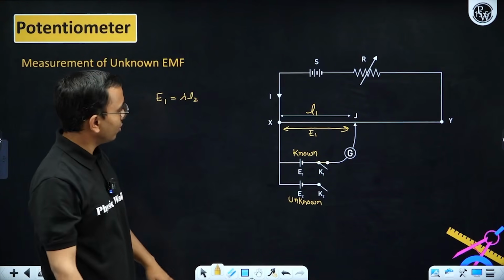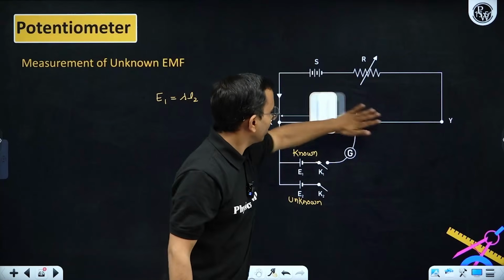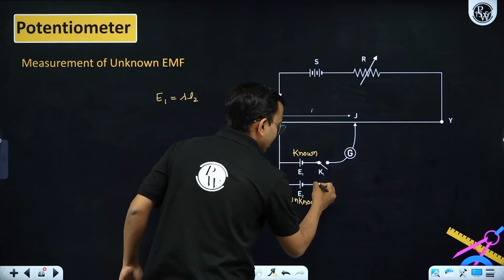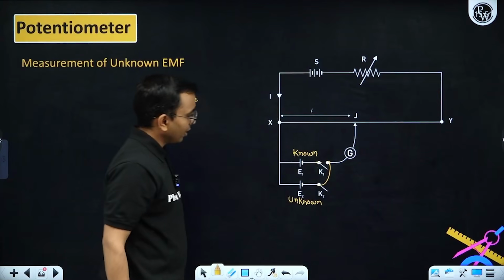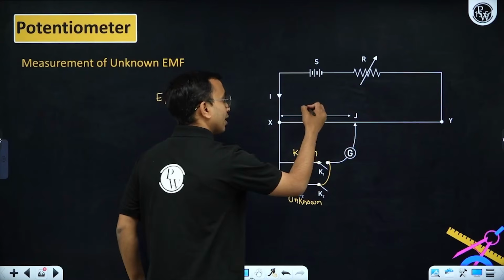Getting it? Okay. Now next case. What I did, I connected K2 key here. Now again searching for null point, I got a null point at a length L2.